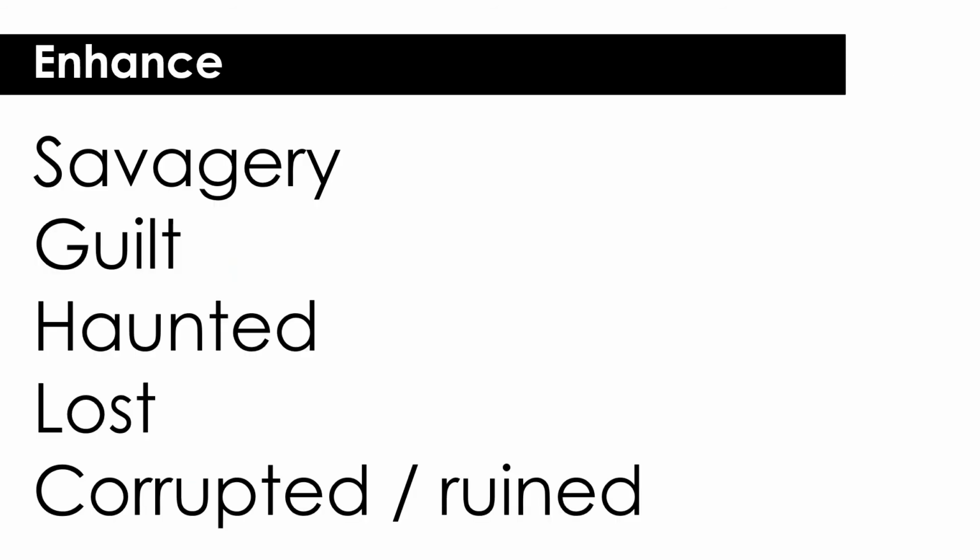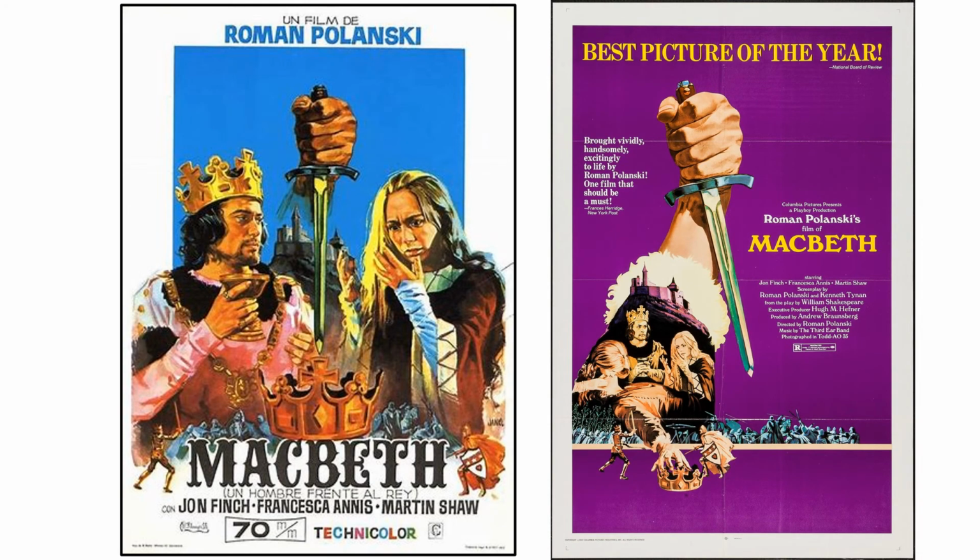Let's have a look at how to enhance that then. There are five sets of vocab on the screen: savagery, guilt, haunted, lost, and corrupted or ruined, which I think fit really well with the atmosphere of this poster. So a job you could perhaps do if you want to expand and enhance your annotations is to go back and have a look at, okay, what did I write and where do these words that I've put fit in? Once you're done with that, I'm going to take you through some more film posters.